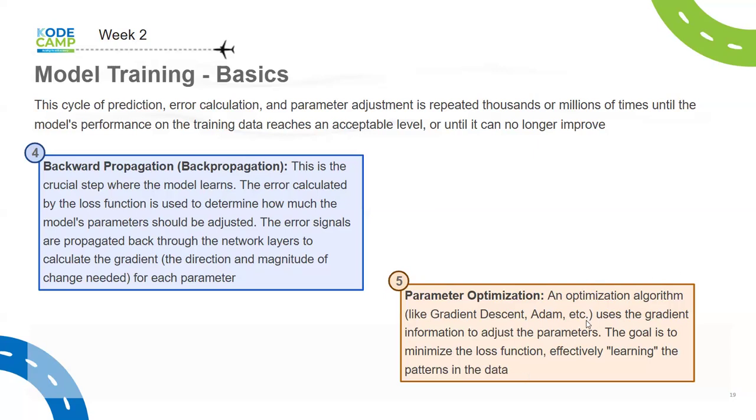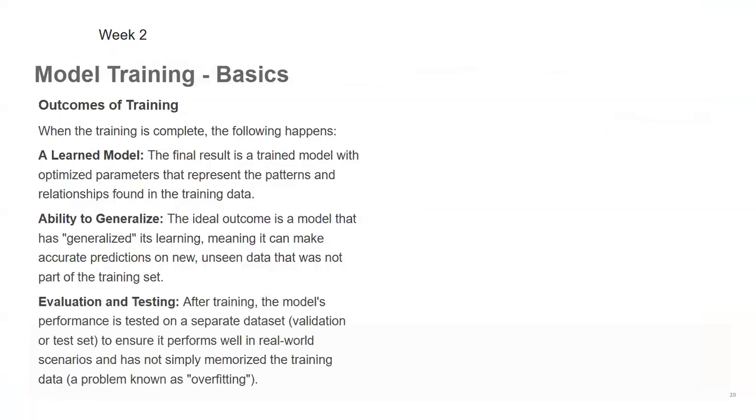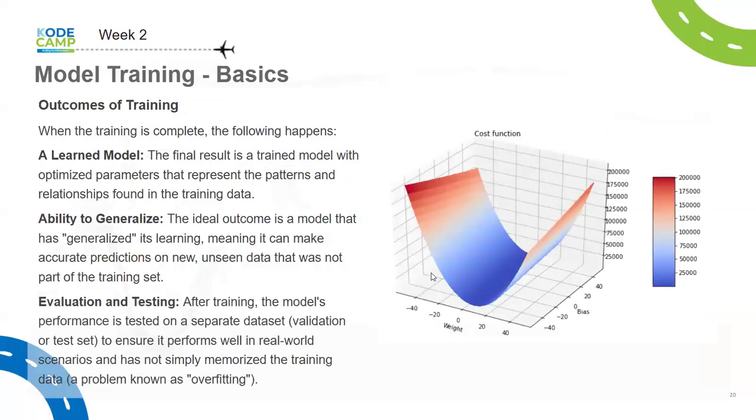So the goal of this optimization process is to minimize the loss function. In other words, make the loss as small as possible. Of course, if the loss is zero, that means the model is predicting exactly what you want it to predict. So it is not making any mistake. So that is the principle. Now, when the training is complete, what you are going to see is one, you find a model that has learned how to predict based on the data you gave it to learn from. That learned how to predict based on that data, right? So the final result is a trained model.